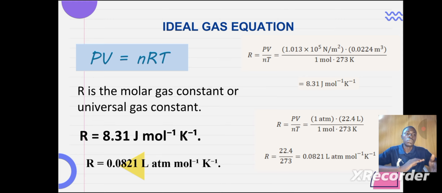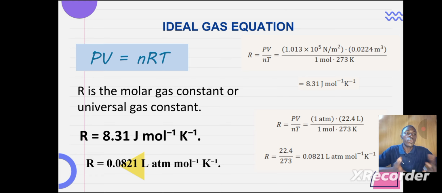If you are given pressure in Newton per meter square, and the volume of the gas in meter cube, you know that this is the gas constant to use, 8.31 joules per mole per Kelvin. But if you are given pressure in atmospheres, and volume in dm cube, then you know that R is equal to 0.0821 liters atm per mole per Kelvin, which is the gas constant to use.